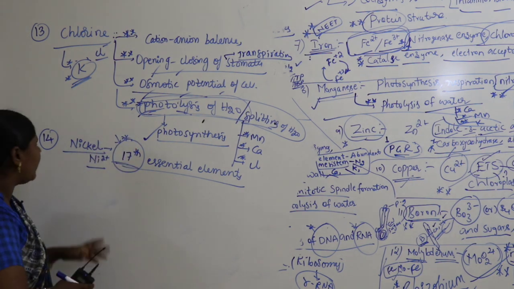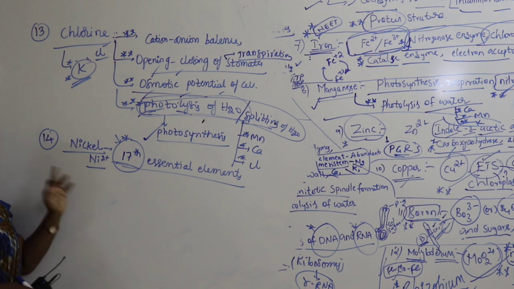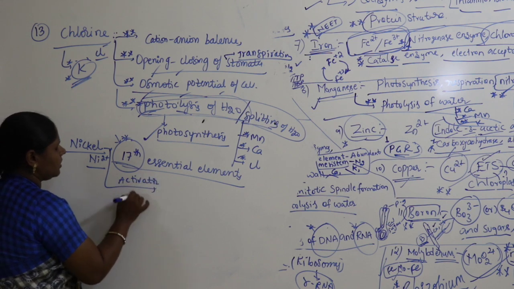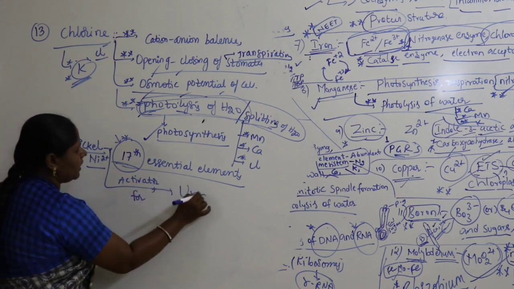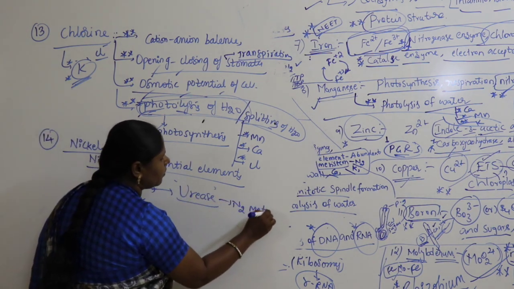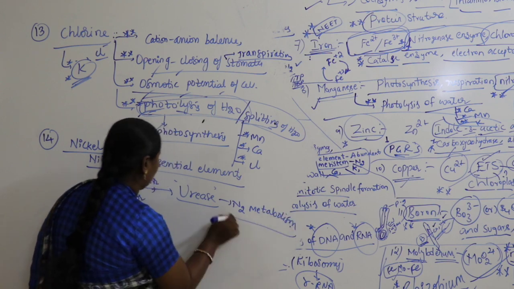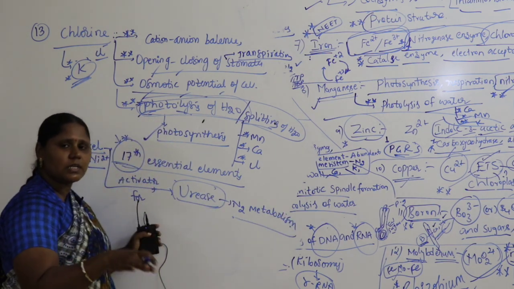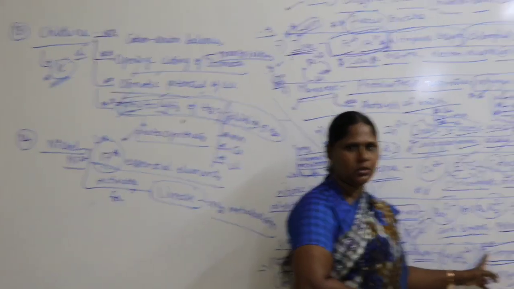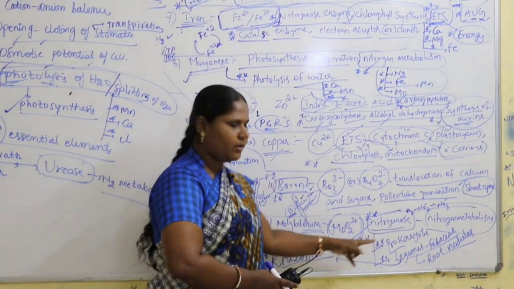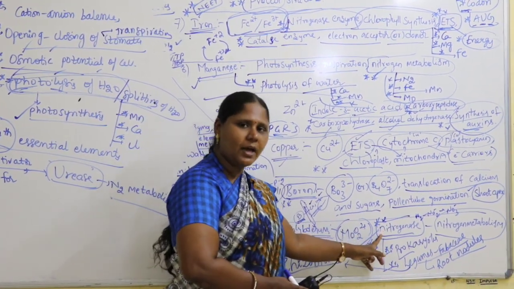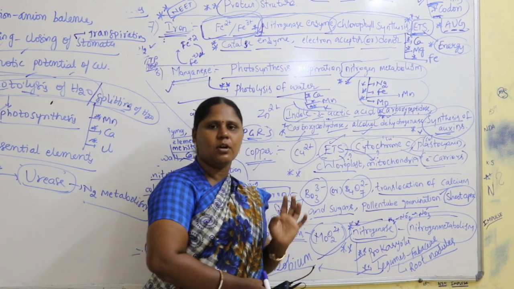If the question is asked, then you have to take the option as what? Nickel. Now, nickel plays a very important role, especially for activating some of the enzymes like urease. Urease is an enzyme which plays a very important role in nitrogen metabolism. You know nitrogen metabolism, what is the other enzyme which plays an important role? Nitrogenase. Who is the important component of nitrogenase? Molybdenum. Molybdenum plays a very important role in activation of nitrogenase during nitrogen metabolism.